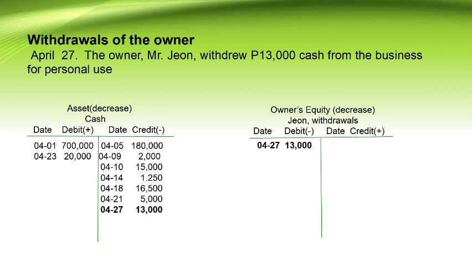April 27, the owner, Mr. John, withdrew 13,000 cash from the business for personal use. So for this transaction, the owner's withdrawal is a personal transaction of the owner that is exactly the opposite of an investment. And take note that withdrawals are reductions of owner's equity but are not expenses of the business entity. This increases the withdrawals account but reduces cash. Debits record increases in the withdrawals account and credits record decreases in assets.